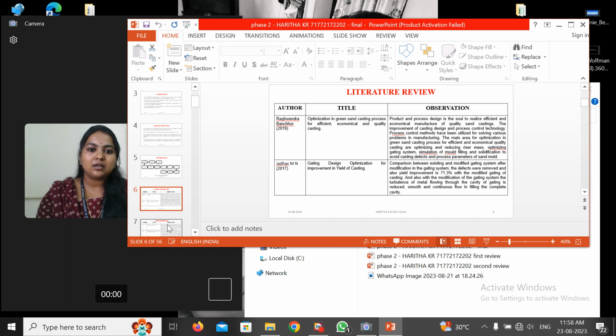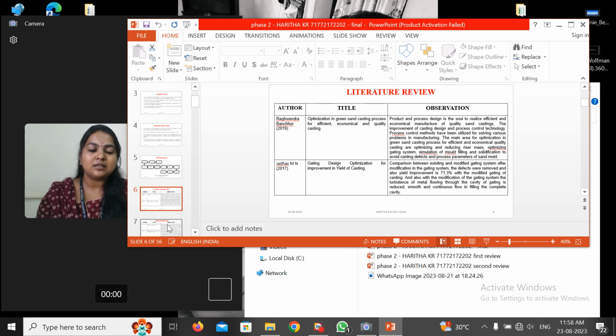Raghavendra Banchar worked on the optimization of green sand casting for efficient and economical quality of the casting. Here the main area of optimization in green sand casting is the production level, and with respect to the AutoCAD software, what kind of designing process can be used to simulate and also reduce the level of the process parameters to avoid defects.